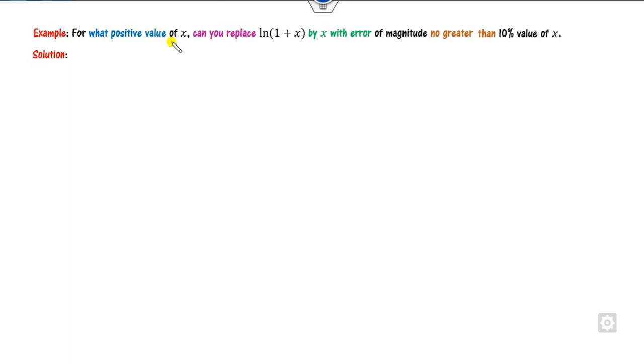Look at another one. For what positive value of x? Now in this case, the error is given to you, and your target is to find the value of x. So that is the second kind.